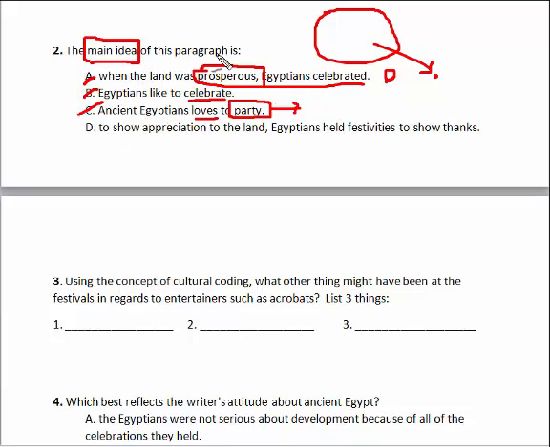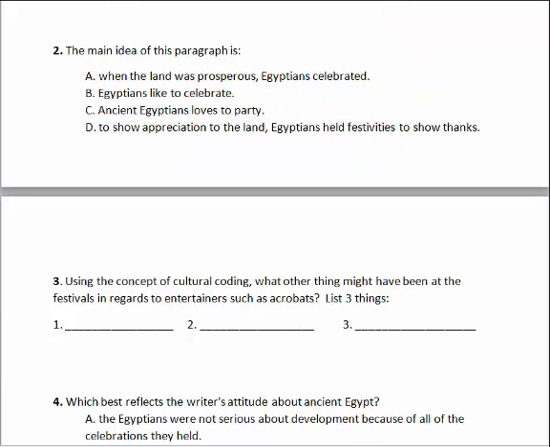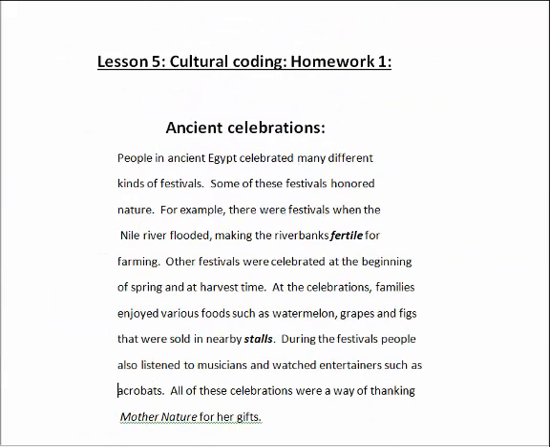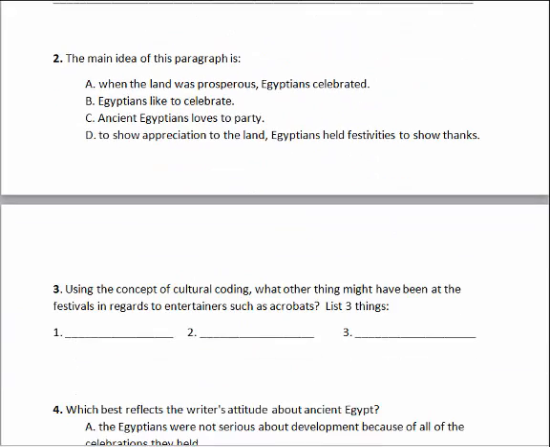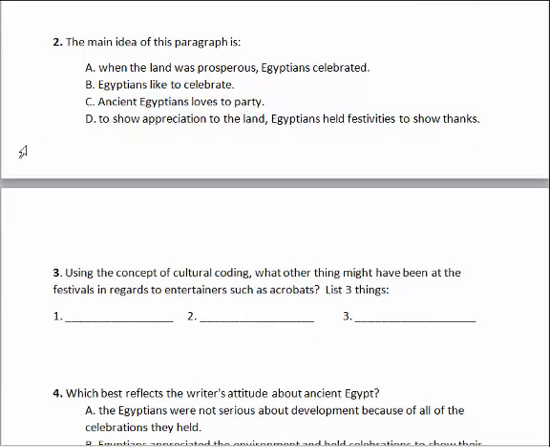D, the main idea is to show appreciation to the land. Egyptians held festivals to show thanks. Festivals from the topic sentence, and appreciation is another Scooby-Doo for the word honor, which we see way up in the topic sentence. Let's scroll on up there. So you see that right here. Honor nature. The better answer choice for problem number 2 is going to be answer choice D. Let's take a look at 3. Scroll on down to 3.